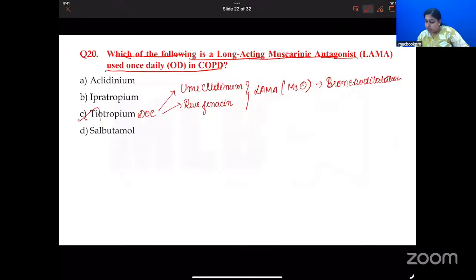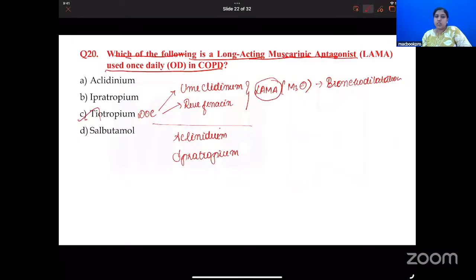Along with that, we have other drugs, that is aclidinium. Other drugs include aclidinium and ipratropium. Now, what is the important MCQ point you have to remember? As I said, these are LAMA, long-acting muscarinic antagonists. Aclidinium is an intermittent-acting muscarinic antagonist. This is administered BD.